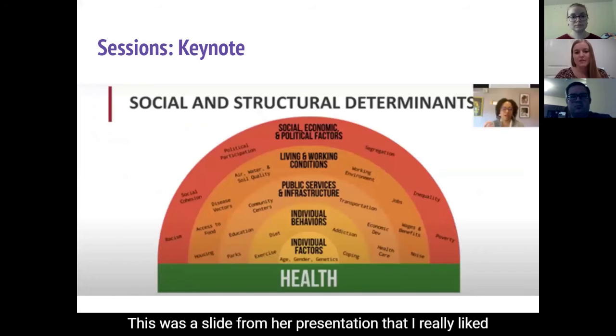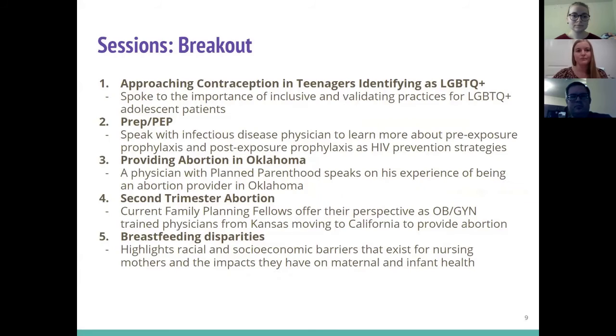This was a slide from her presentation that I really liked because it goes to show that there are several factors beyond the individual that impact our healthcare, including many different factors in the community around us.